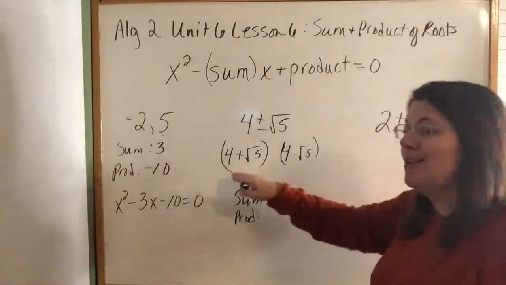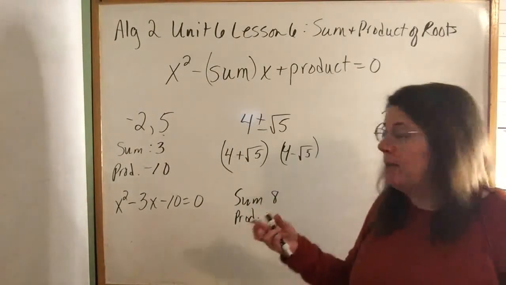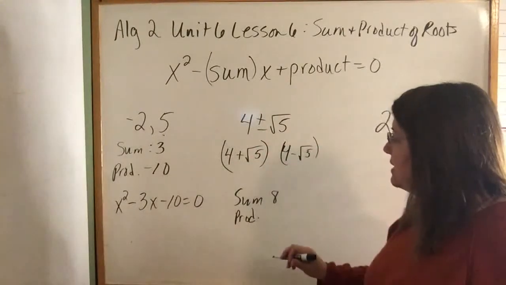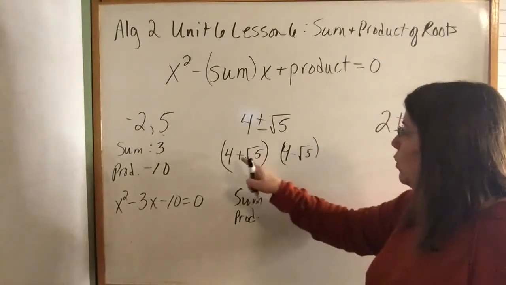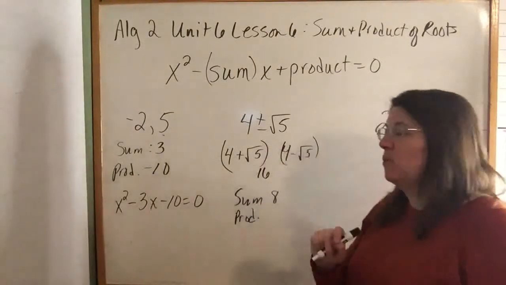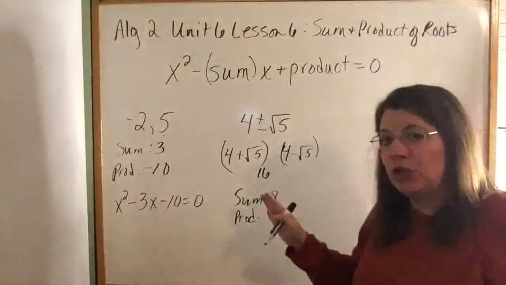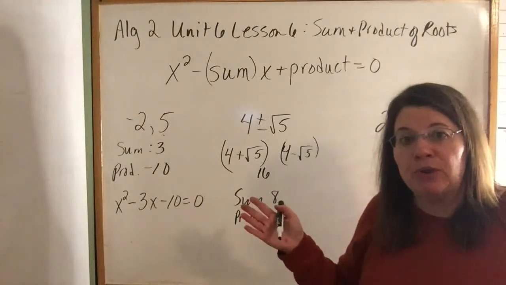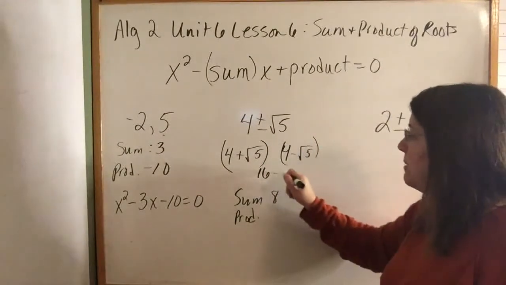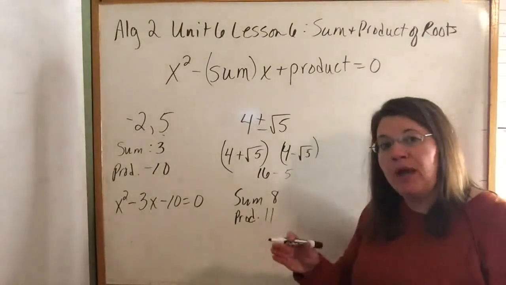When we multiply conjugates together, remember, that was a way we used to get rid of the radicals on the denominator. If we multiply these conjugates, well, 4 times 4 is 16. And 4 times negative square root of 5 is negative 4 square root of 5. 4 times positive square root of 5 is positive 4 square root of 5. So those middle terms cancel out. Since the middle terms of conjugates cancel out, there's really no need to do those anymore. And then square root of 5 times negative square root of 5 is going to be minus 5. So we have 16 minus 5, which is 11. So the product here is 11.